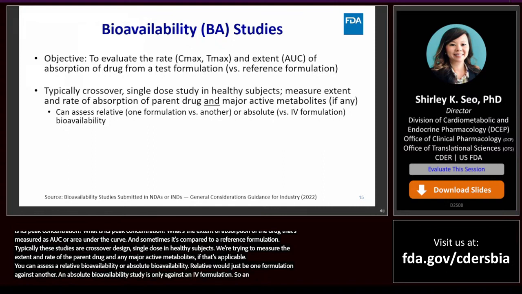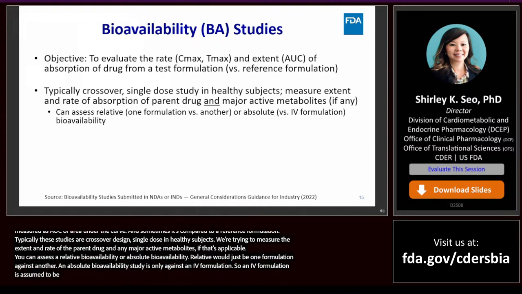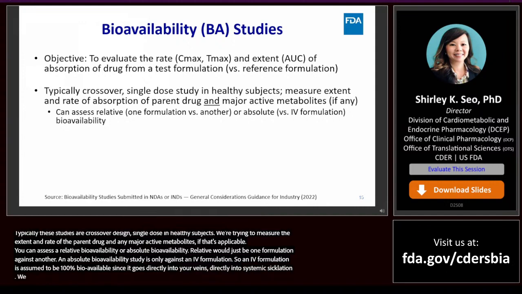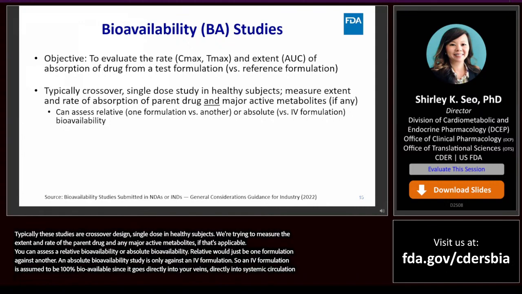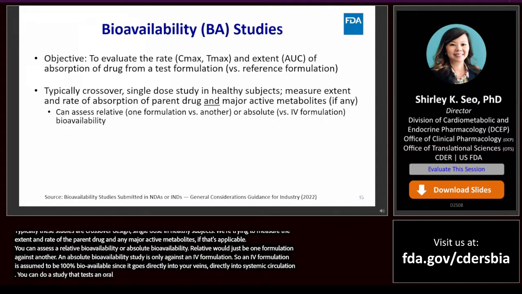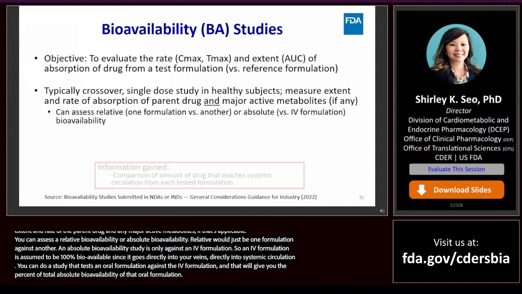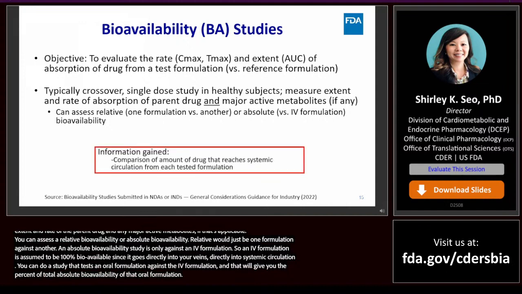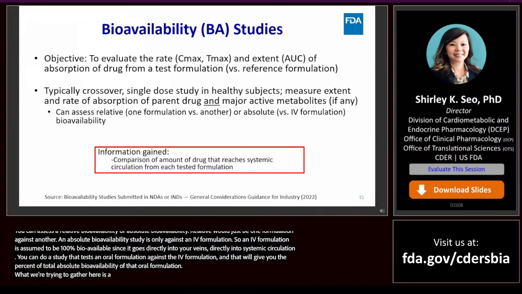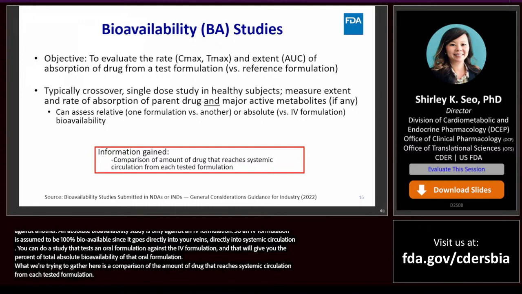An IV formulation is assumed to be 100% bioavailable since it goes directly into your veins, directly into systemic circulation. We can call that 100%. You can do a bioavailability study that tests, let's say, an oral formulation against the IV formulation, and that will give you the percent of total absolute bioavailability of that oral formulation. What we're trying to gather here is a comparison of the amount of drug that reaches systemic circulation from each tested formulation. So very simple here.